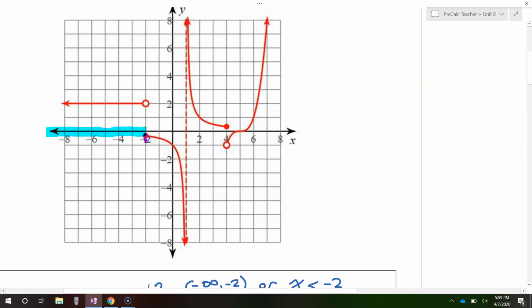Well, next I pick up right here. And all of a sudden, I am going downhill. From left to right, I'm going down, down, down. So as far as x values, that means I'm going downhill from here to here. I can do a little bit better than that. Okay, from there to there. That is a decreasing interval.